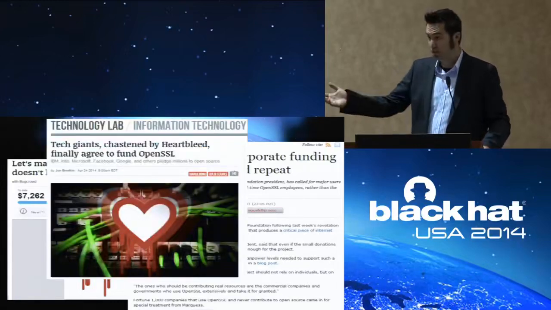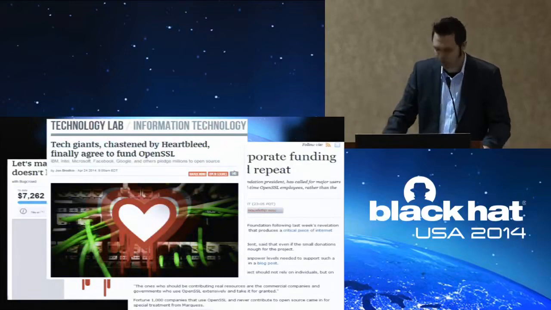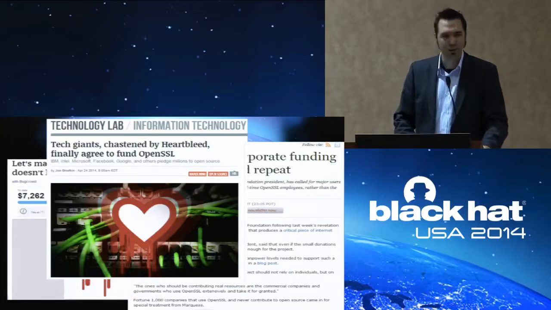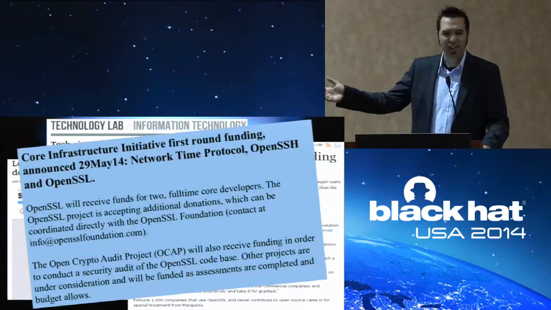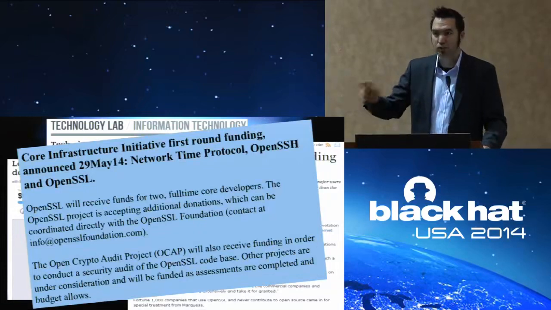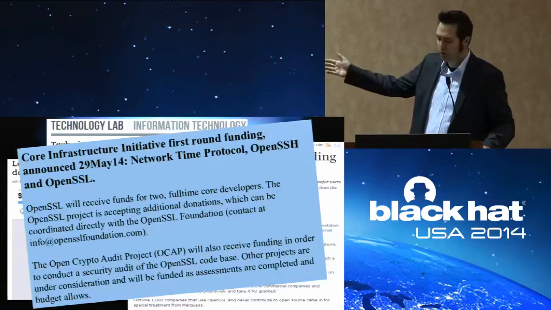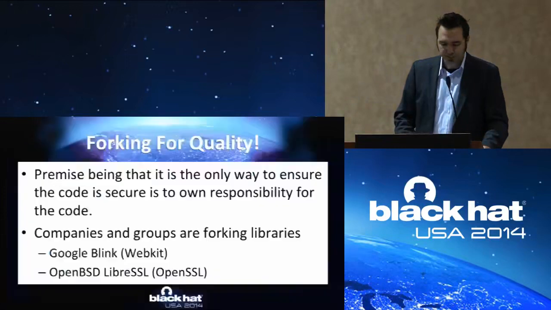We then have sort of the tech giants, if you will, come together, IBM, Facebook, Intel, Microsoft, Google, et cetera, and say, all right, we'll give you some stuff. We use it. We need to invest in it. And at the end of May, they get 2 full-time developers, right? So that's a start. It's not the 6 that they wanted, but 2's on the right track. And there's also funds now to review and conduct a security audit of OpenSSL.